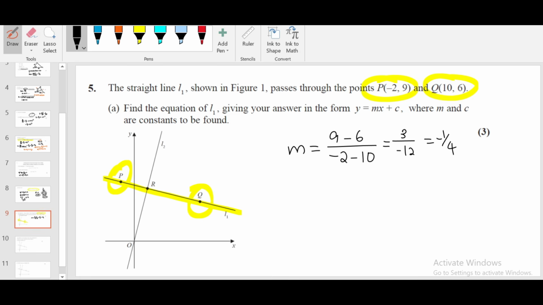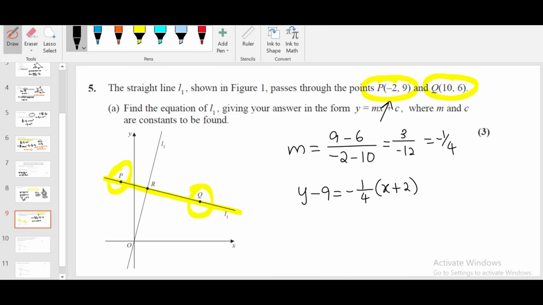And then use any one of the points. I'm going to use the first point. You can use any one of the points, you will get the same answer. And you can use y equals mx plus c, or y minus y1 is slope times x minus x1.